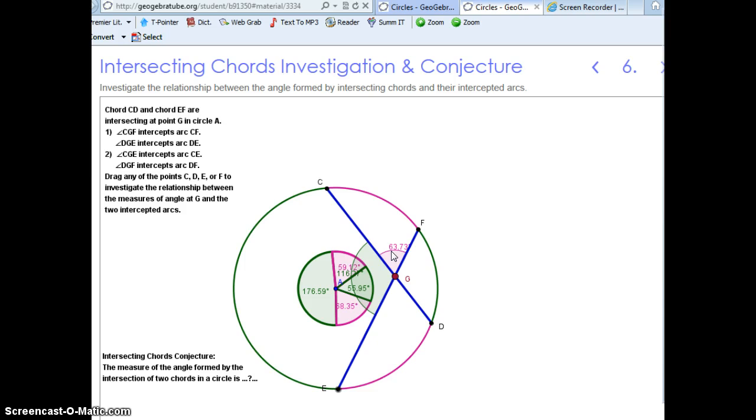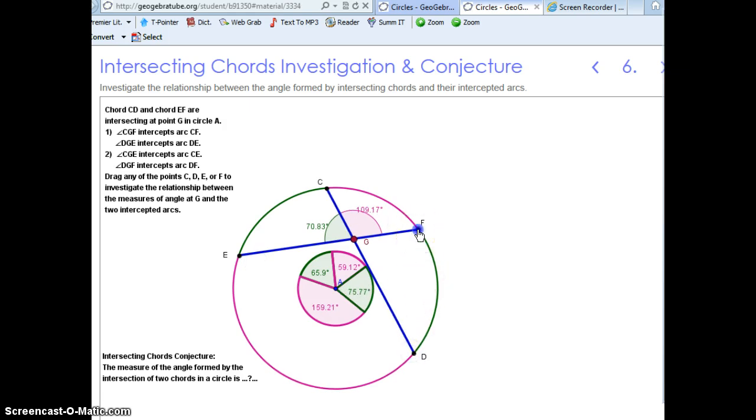Do the same thing for the green part, 176.59, almost a semicircle, pretty close, and then 55.95. I average those out and I get about 116. So again, moving those arcs around doesn't change that relationship. I can move this angle too, and it's still going to be the relationship that the two arcs across from each other, added up and divided by 2, averaged, are going to give me my chord angle.